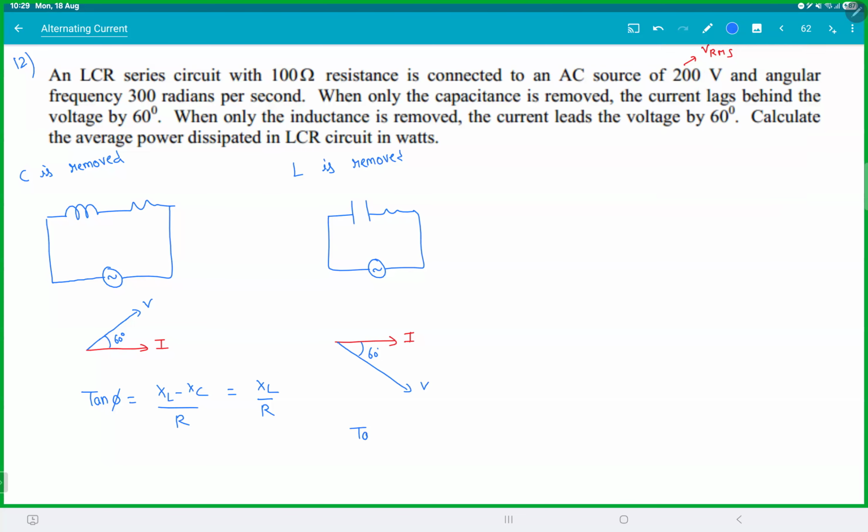So here tan phi is tan minus 60. This is XL minus XC by R. XL is not there. So we get tan 60 is also equal to XC by R. So indirectly we proved XL is equal to XC. And now if we keep all three of them in series, you have created a resonant circuit.